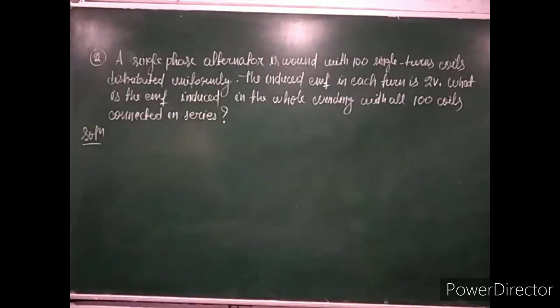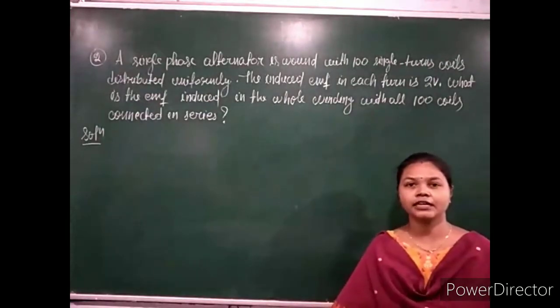Come to the second question. Here the second question is, a single phase alternator is wound with 100 single turn coils, distributed winding. The induced EMF in each turn is 2 volt. What is the EMF induced in the whole winding with all 100 coils connected in series? Here the question is to find generated EMF, and the winding is distributed winding. Number of turns is 100, and for each turn the EMF generated is 2 volt.